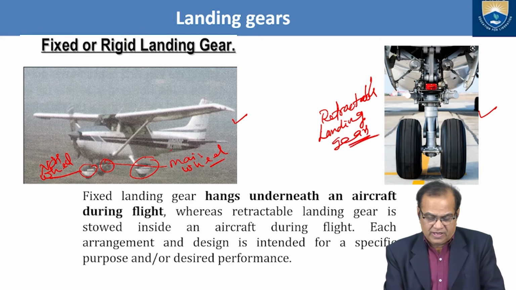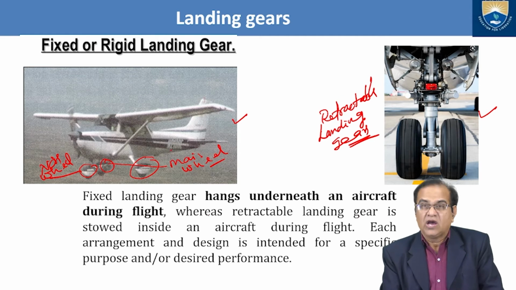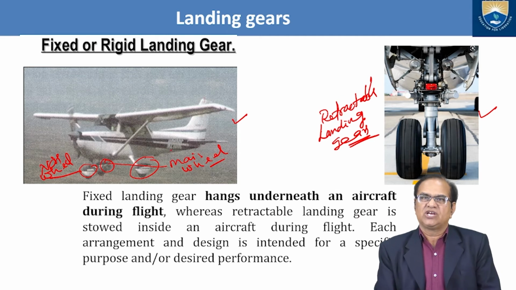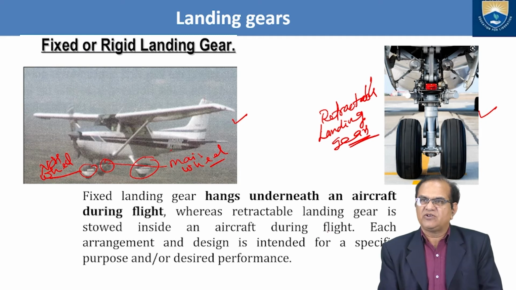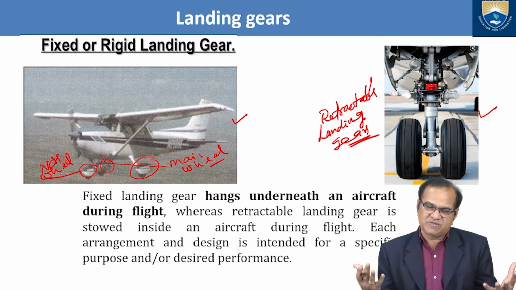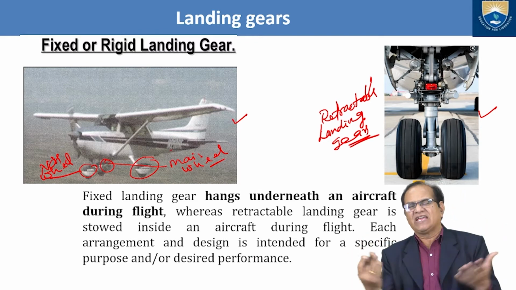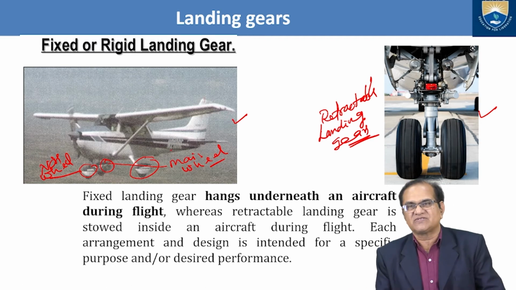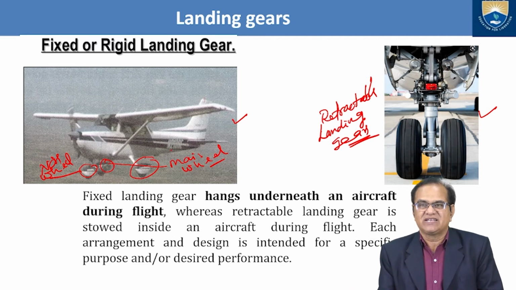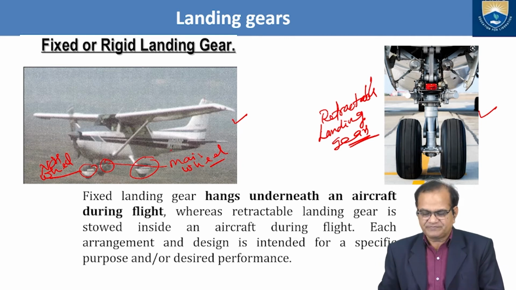Whereas the retractable landing gear is stored inside an aircraft during flight. Each arrangement and design is intended for a specific purpose and or desired performance. So as per the performance, as per the speed of the aircraft, if it is a low speed aircraft, we can keep it outside. But if it is a high speed aircraft, the fixed type of landing gear will not be suitable because it will create a huge amount of drag. So at that time we have to use the retractable landing gears.